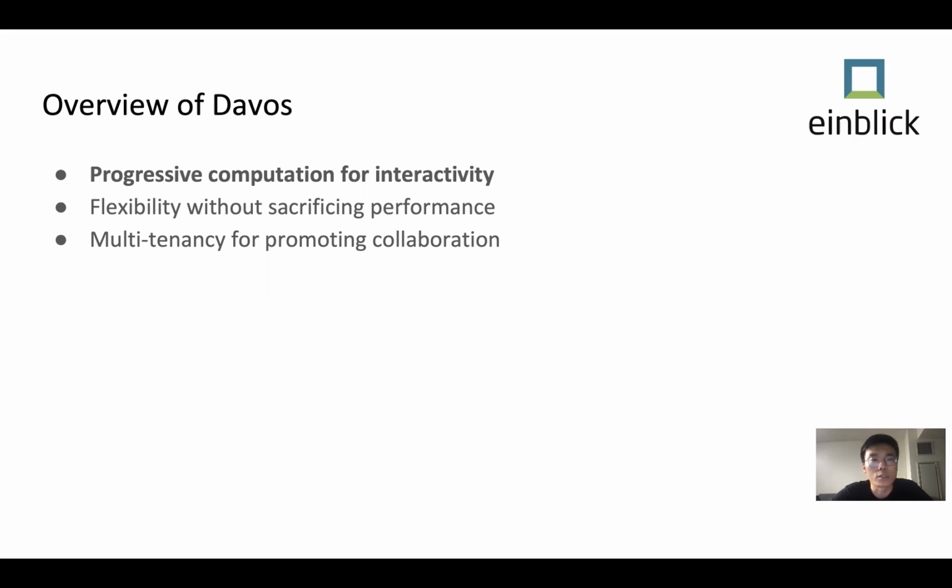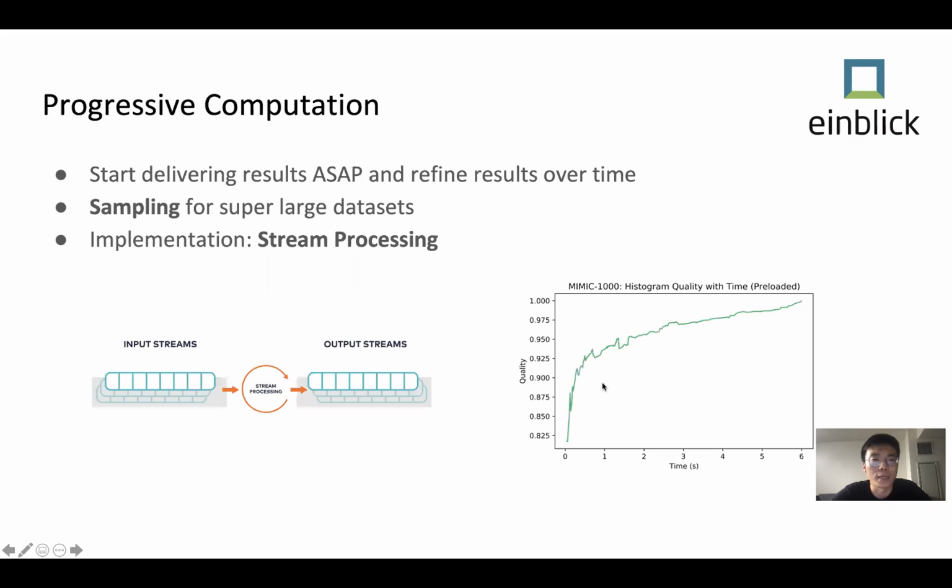First of all, Davos adopts a progressive computation model for interactivity. By progressive computation, Davos starts delivering results as soon as possible, and the results will be refined over time. Also, we use sampling for super large datasets to have a good initial result. The implementation is done through stream processing, where data come in and out as streams. And the advantage of progressive computation can be huge.